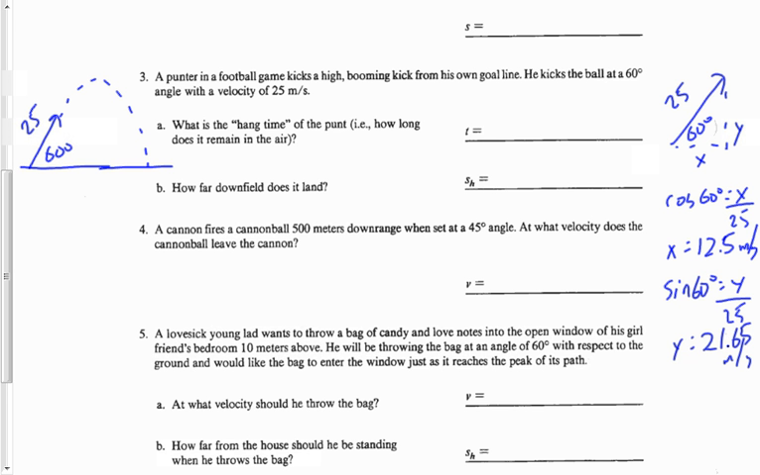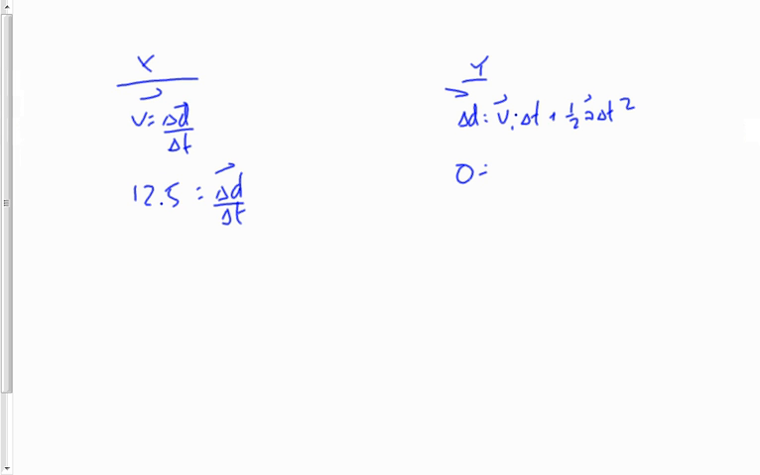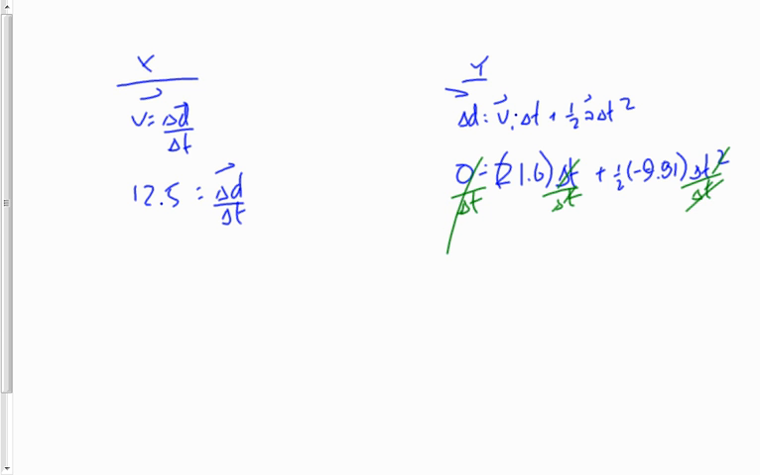Nope. VI, velocity initial for the y component. 21.6? Yeah, that's right. Just didn't hear you, that's all. 21.6 times the time, don't know what that is, plus 1/2 of negative 9.81 times the time squared, don't know what that is, but we can divide everything by time. That disappears, that disappears, that disappears.